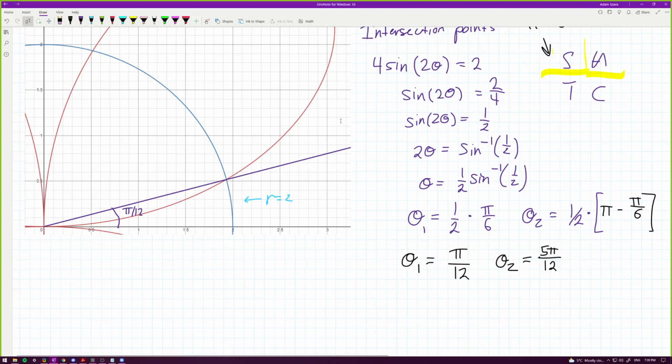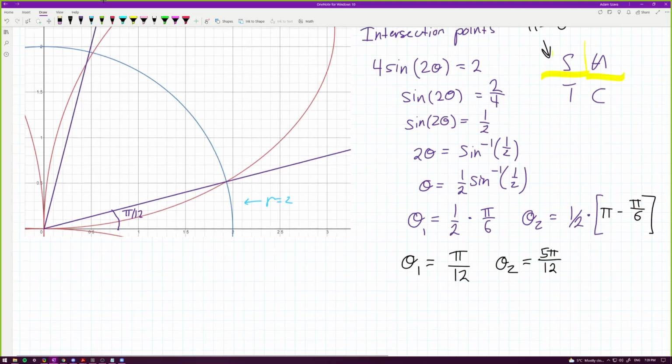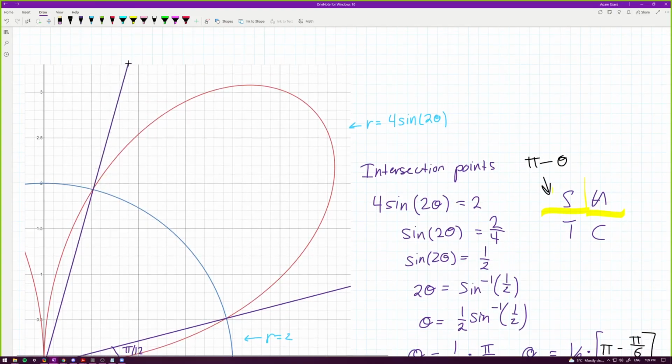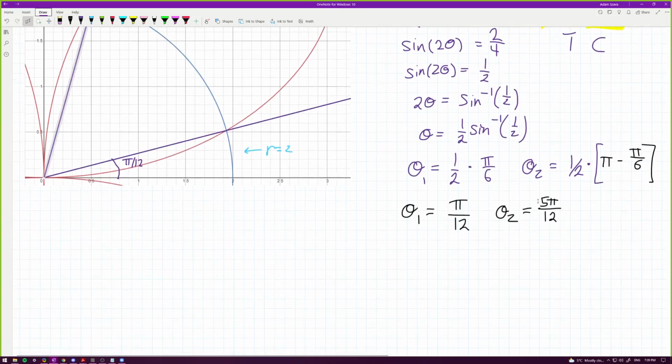Okay, and then we have another one. Let's go up. Another ray like that, and I'll bring it up to the top here. Isn't it 11 pi over 2? Well, that would be, no, I think that should be good. Remember pi is 6 pi over 6, so then minus would be 5 pi over 6, 5 pi over 12. I think that's right. Yeah, okay, sounds good.